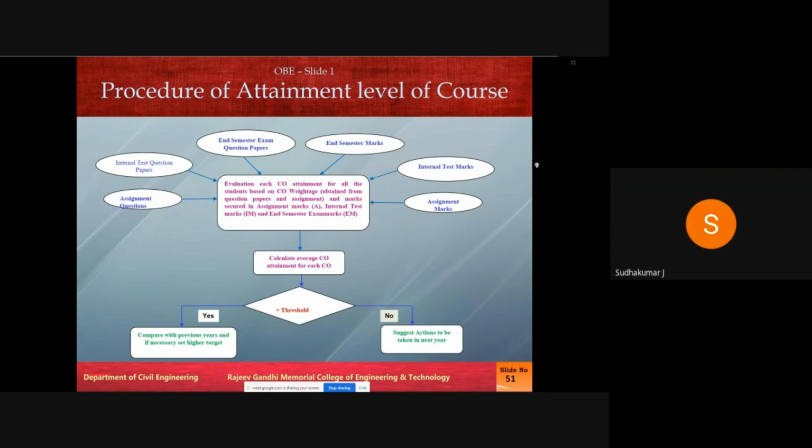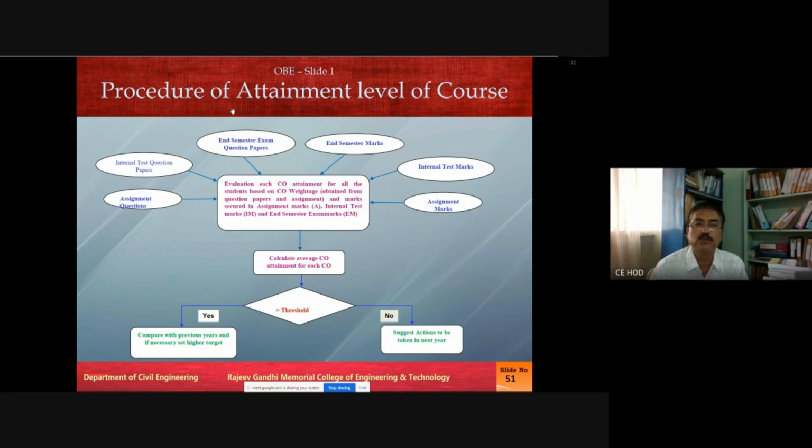I'll continue. Procedure for attaining level of course. So here, for attainment of COs, I am explaining the method we are following, sir. End semester question papers, internal question papers, and assignment questions, and how many marks they have secured in the end semester exam, internal exam, and assignment.